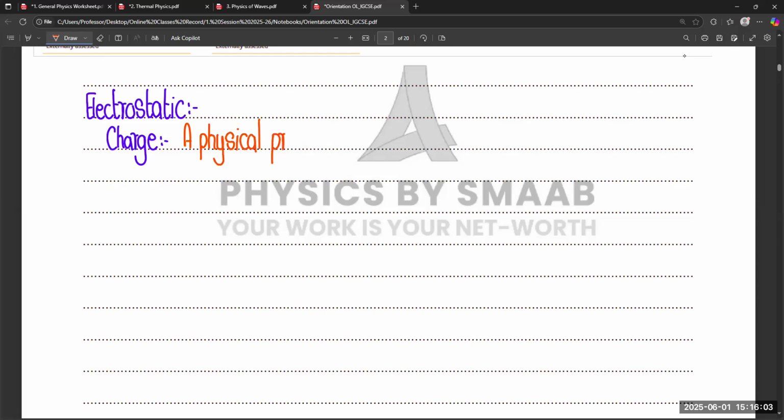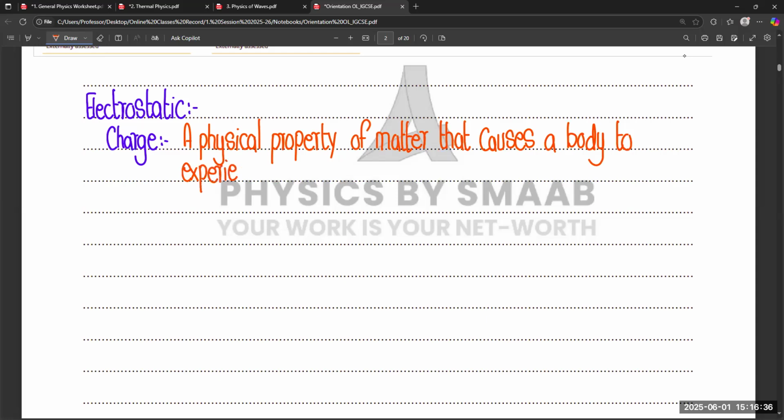Physical property of matter that causes a body to experience force in an electric field.